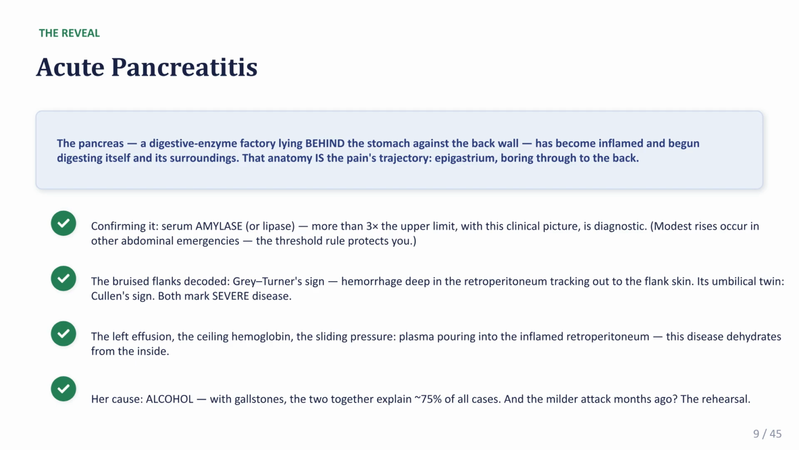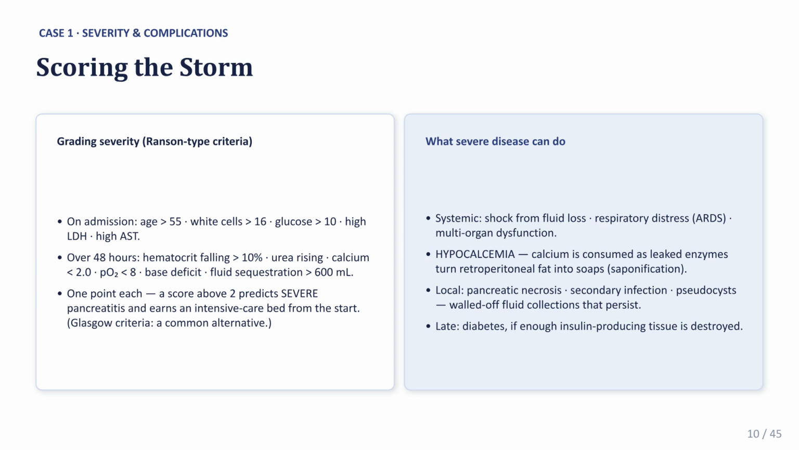The inflammation of the pancreas, which sits behind the stomach, explains the pain's path to the back. Amylase or lipase levels are key diagnostic tools. The flank bruises, known as Gray-Turner's sign, are a clear indicator of severe retroperitoneal hemorrhage. Pancreatitis can escalate quickly, so we use scoring systems like Ranson criteria to assess severity and guide management.